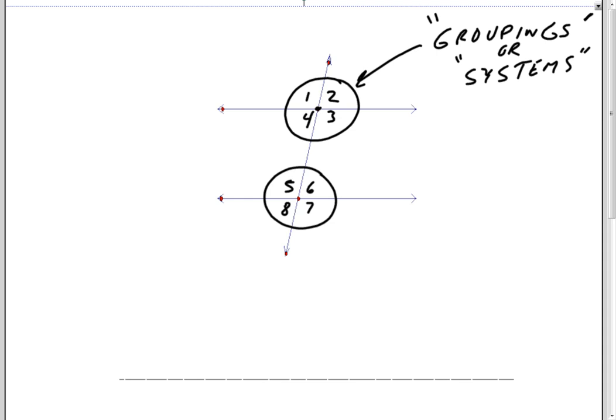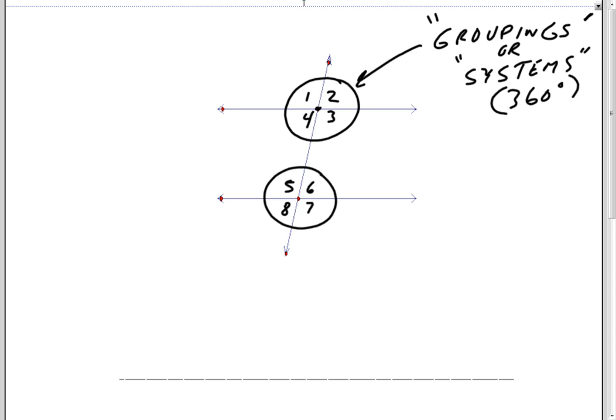What do the groupings or systems add up to? Rachel? 360. So when we're completely done with some of these problems, a way to check yourself is to look at the groupings and see if they actually add up to 360 degrees.